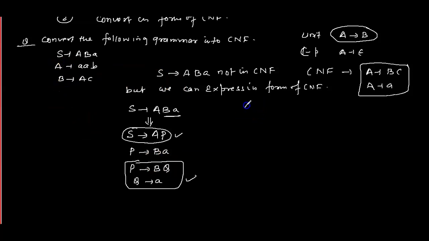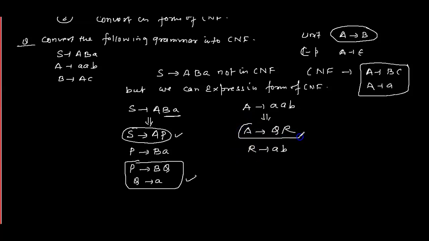Next is this one, A derives AAB. So this is not in the CNF, but we can express it in the form of CNF. A derives, I will make small a as Q, which we have already named, don't change. A is Q, we already have mentioned, right? So I can write this is Q, and this AB I will consider as some other variable R, because R we have not used yet. So R is equal to AB.